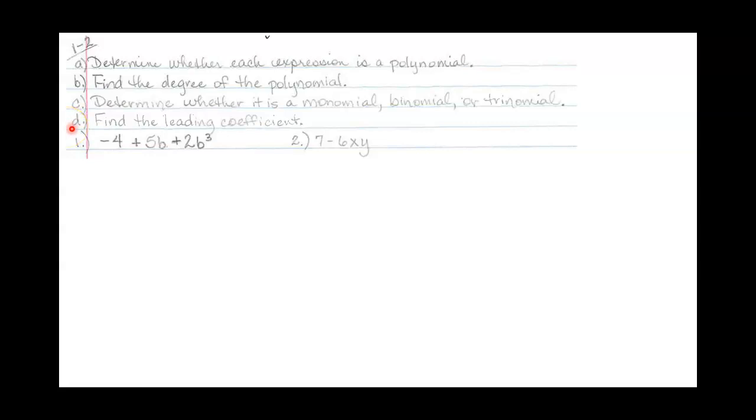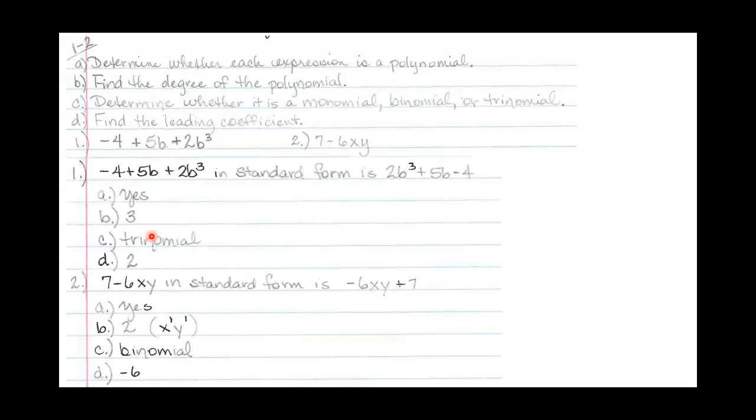So first thing that I want to do is put this in standard form. Remember that standard form is in descending power order. So we start with the highest exponent: b to the third, and then b to the first, and then b to the 0. When it's just a constant, remember that the power there is 0.